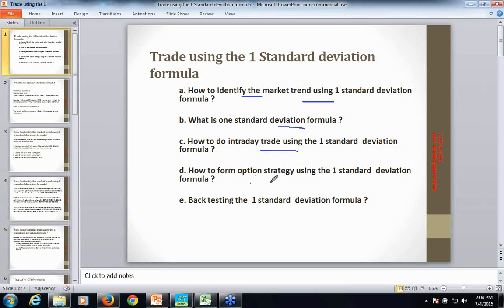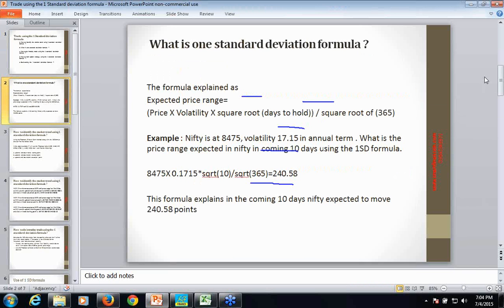This is more or less the same as volatility if you use it for intraday trades. How we can form an option strategy using the one standard deviation formula, that I'll also be telling you. Then back testing of the one standard deviation formula: whether it has worked before in any instrument, or whether it will work for me. What is the surety that it will work for me? For that we need to do a little bit of back testing. So what this formula speaks about is very important.